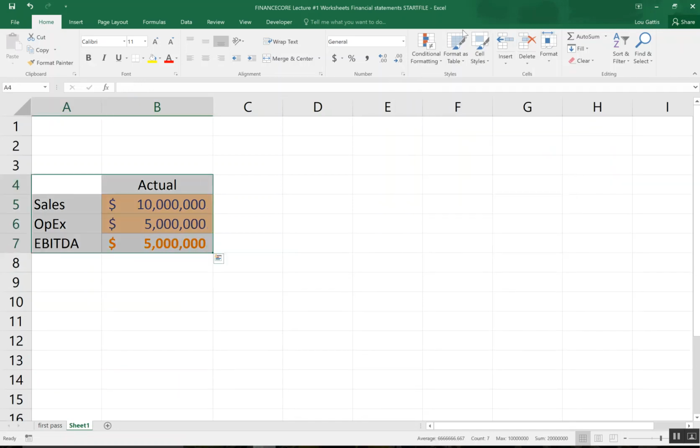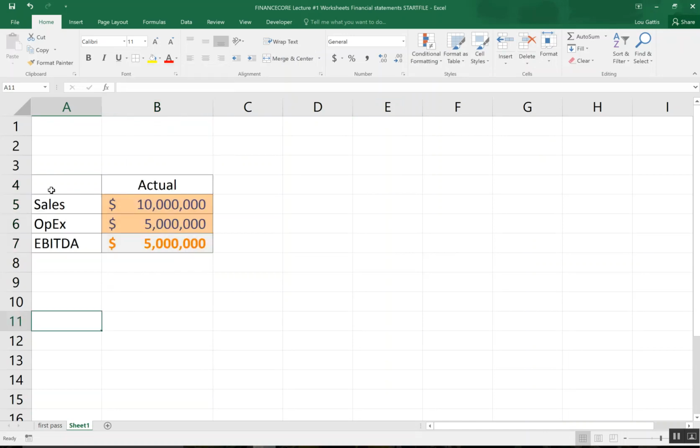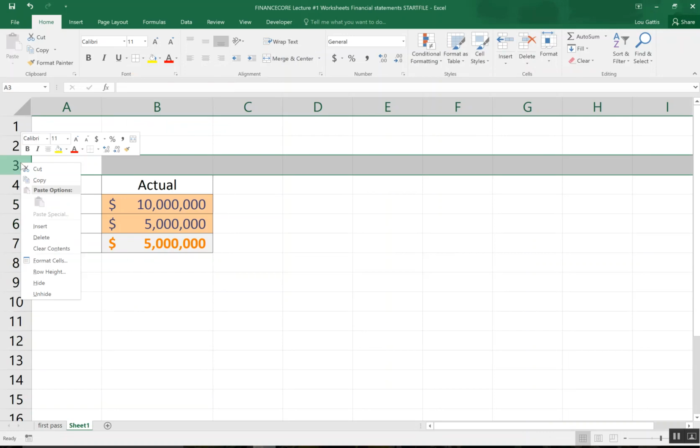Now cell styles are not required, but it's good best practices to add these cell styles. So when you look at this spreadsheet in the future, or other people look at your spreadsheet, they can see that these are the values, these are the calculations. Now I'll just put a grid around that. So I'm going to highlight this whole area, select the borders, and put all borders. All right, now I'm going to insert a little row here.